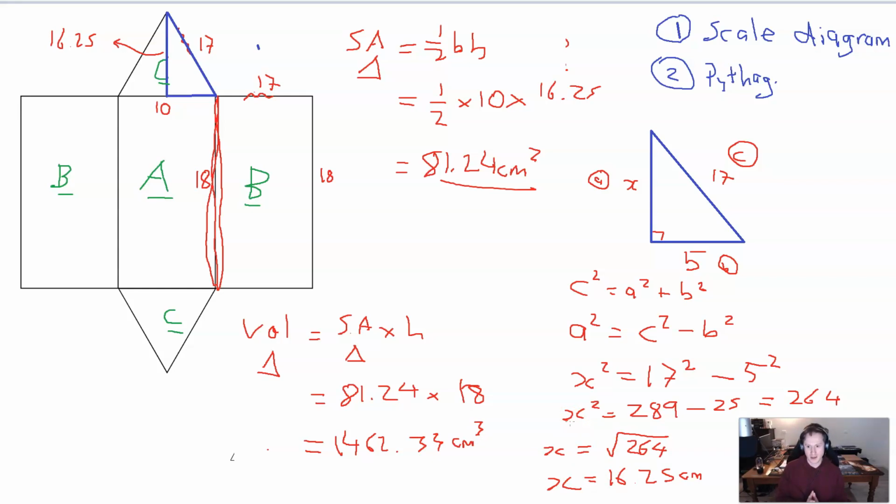Okay, I hope that video helps. So that was basically looking at using Pythagoras to calculate the length of triangles, which is important to be able to do for the triangular prism. Remember, if that Pythagoras is a bit over your head, you can just draw a scale diagram on your page.